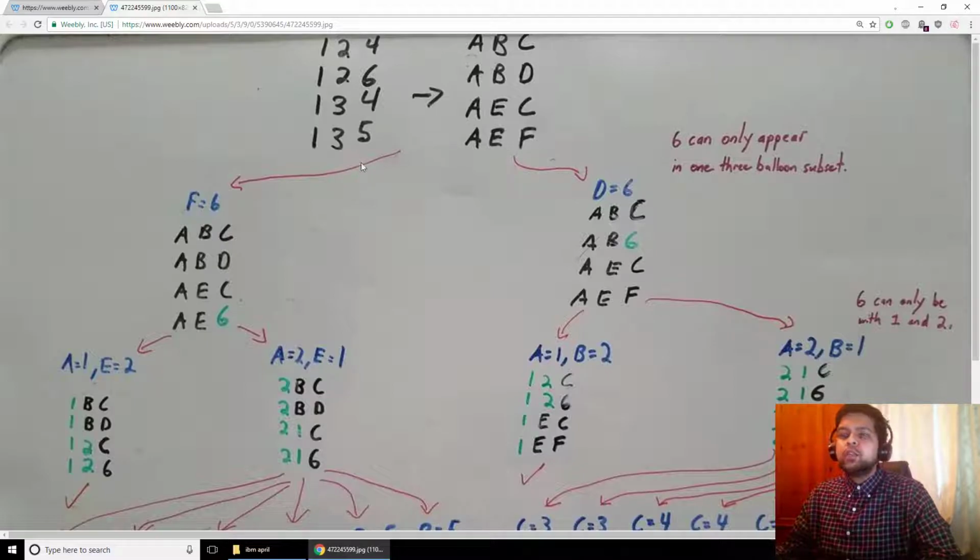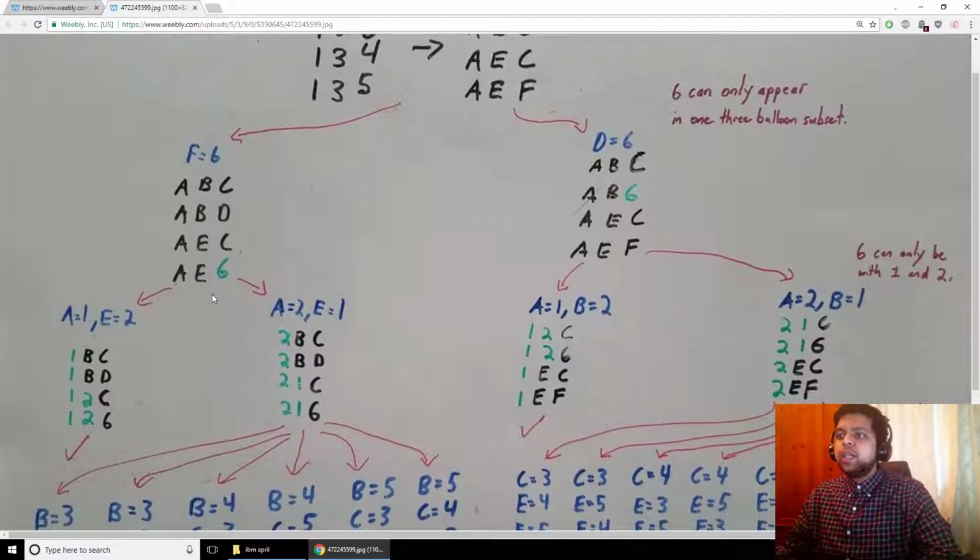So one of those has to be the 6-gram balloon. So let's break off into two possibilities. Either F is the 6-gram balloon or D is the 6-gram balloon. That's the only possible choice for it, right? So we'll fill in 6 as F in our first example, and we'll fill in D equals 6 in the second example. So this is what the subsets must be possibly to Bob. So 6 can only be paired with 1 and 2, right? So for this particular example, either A is 1 and E is 2, or A is 2 and E is 1, right? Because that's the only possible matchings with 6.